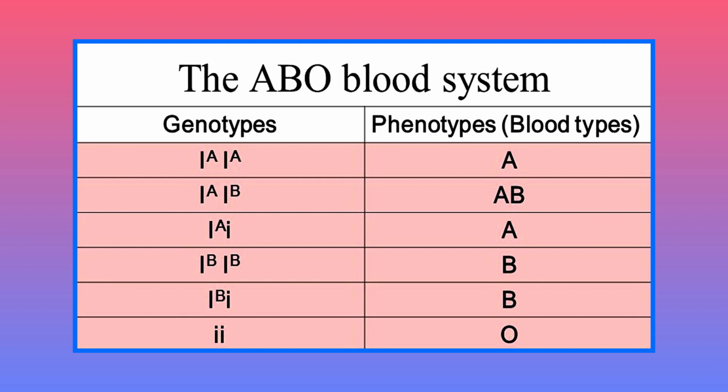In AB blood group, the universal recipient, the A trait and the B trait appear together in the phenotype. There are 2 genotypes for both A and B blood groups, either homozygous, that is IA IA or IB IB, or heterozygous, that is IA i or IB i, with one recessive allele i. So blood group O appears only in homozygous condition, that is the small i i genotype.